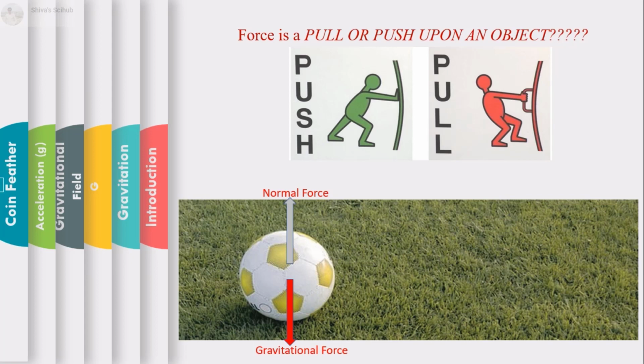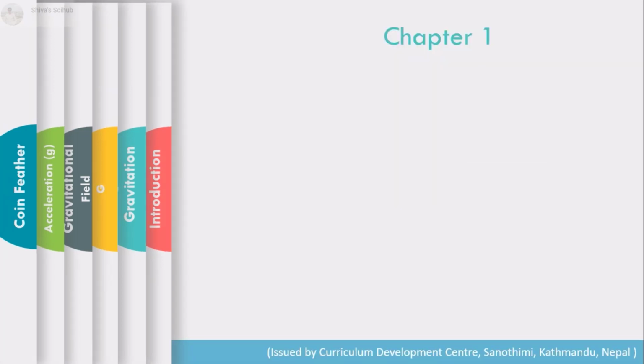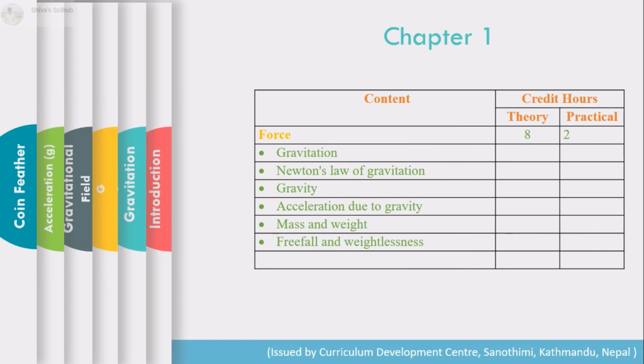There are two things that we will discuss in this video: an introduction to force and the models of the universe. Before we actually dive into the chapter, let's check the curriculum. There are several contents in the chapter, but importantly we will study gravitation, Newton's law of gravitation, gravity, acceleration due to gravity, mass and weight, free fall and weightlessness in more detail. And the total number of credit hours for this chapter is 8, out of which 6 is for theoretical and 2 is for practical purposes.